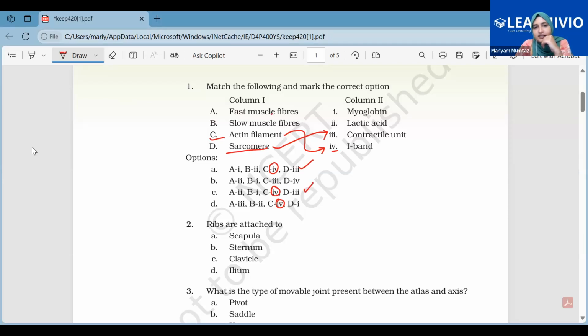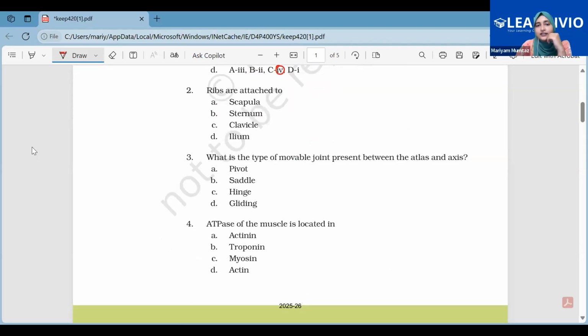Okay. Fast muscle fibers and slow muscle fibers. Which one are you people saying? Yeah, slow muscle fibers will be the myoglobin, isn't it? Because the whole contraction happens. Yes, very good. Ribs are attached to the sternum. Very good.